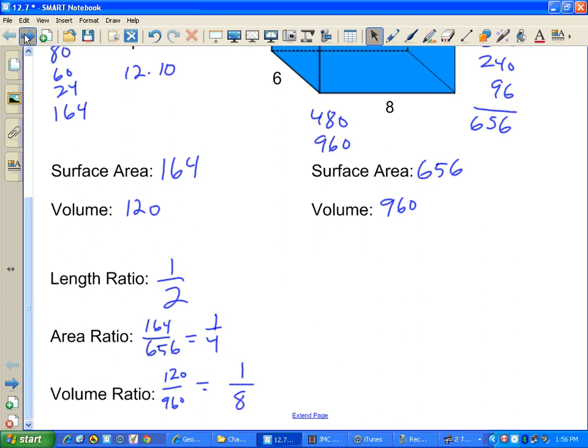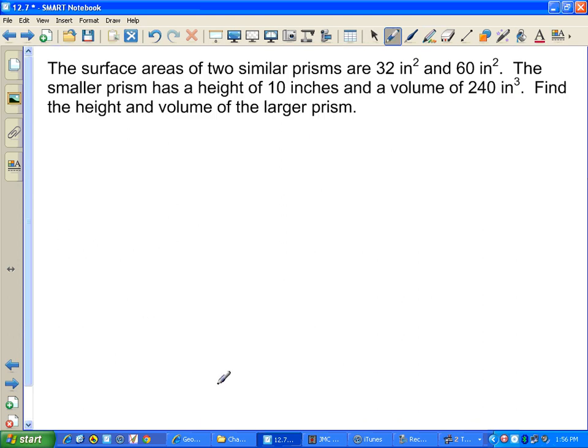Let's look at one example problem here. I didn't put this in your note packet, so if you want to take a second, hit pause and copy it down, and I'll start working through it.